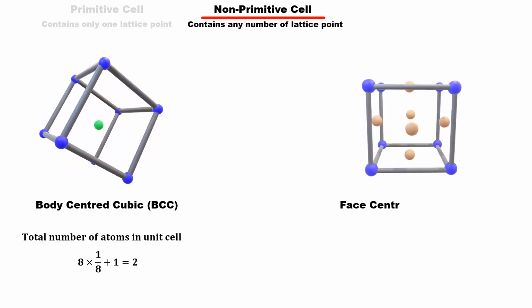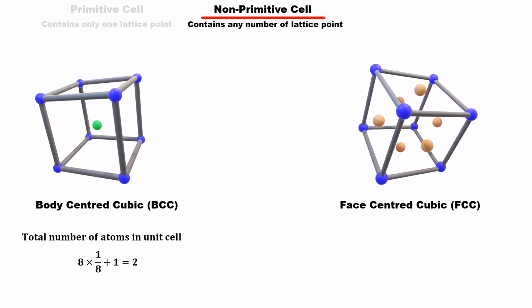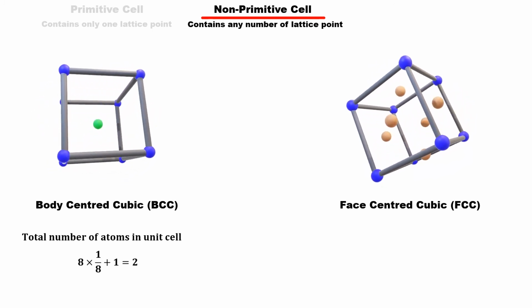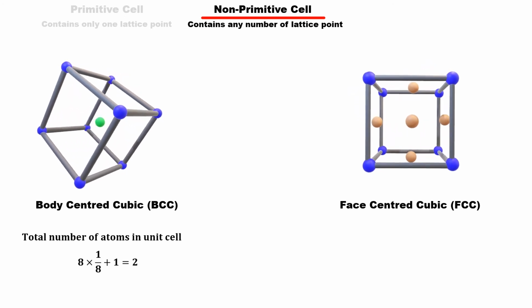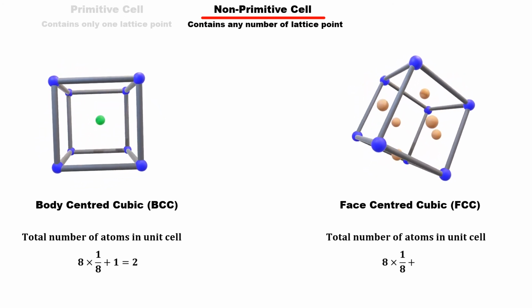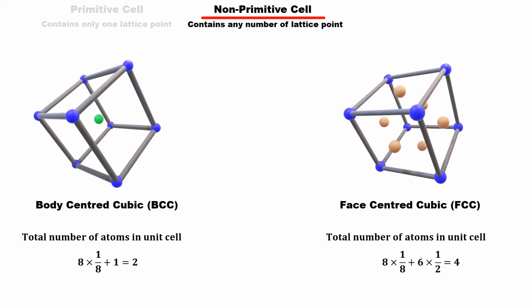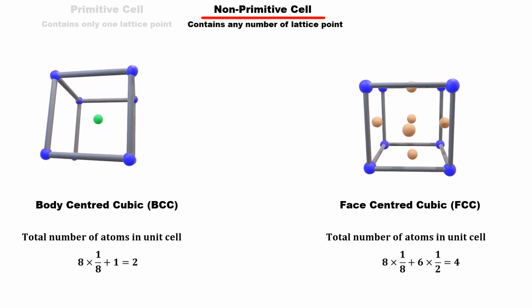Similarly, face-centered cubic has 8 atoms on 8 corners of the cell and 6 atoms on the 6 faces of the cell. So the total contribution of the atoms in face-centered cubic is 4. Both these cells are non-primitive unit cells.